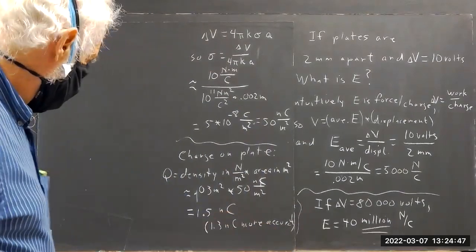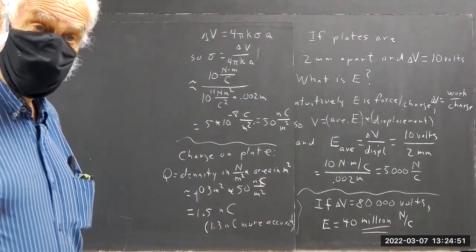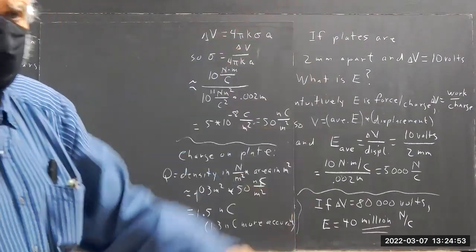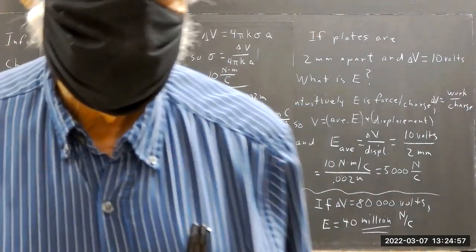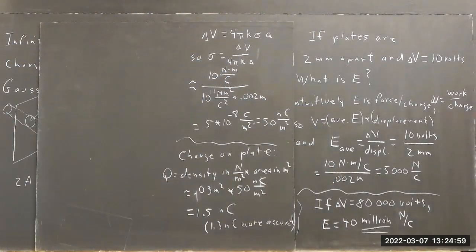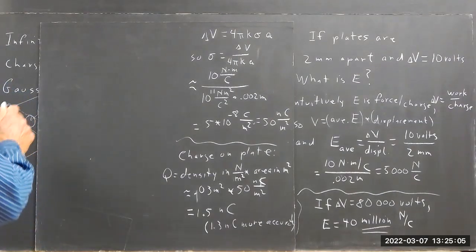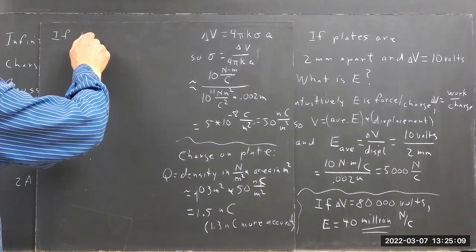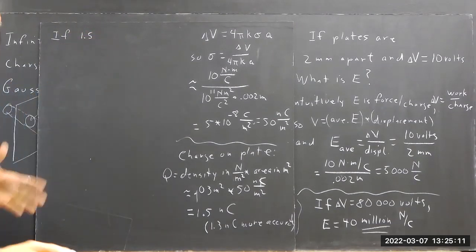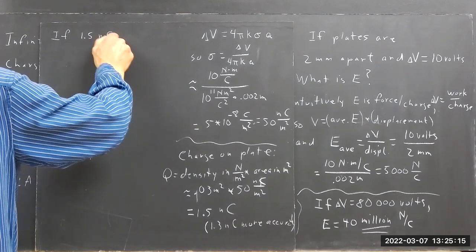It's more accurate to say 1.3 nanocoulombs, but I'm just trying to get a feel for how much charge. Okay. Now, just continuing to get a little feel for what's going on here. If you have, and I'll use the 1.5 because it's an easier number to work with, 1.5 nanocoulombs.